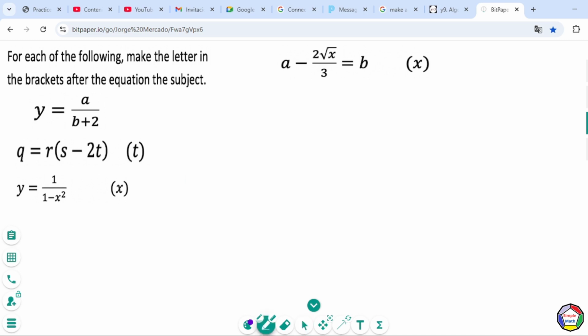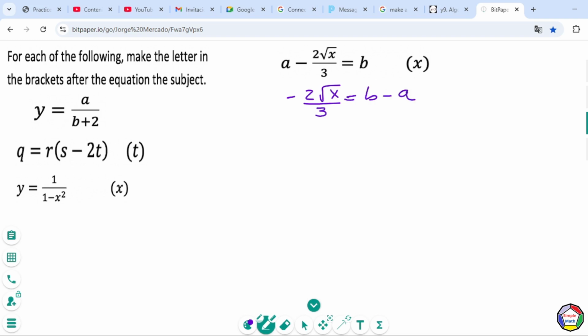So let's do it. So I have that a minus, I'm going to tell you what to do first. I'm going to pass the a to the other side. How? Subtracting, because a has an invisible positive sign there. So I will move it subtracting. So I will say that minus 2 square root of x over 3 is equal to b minus a.